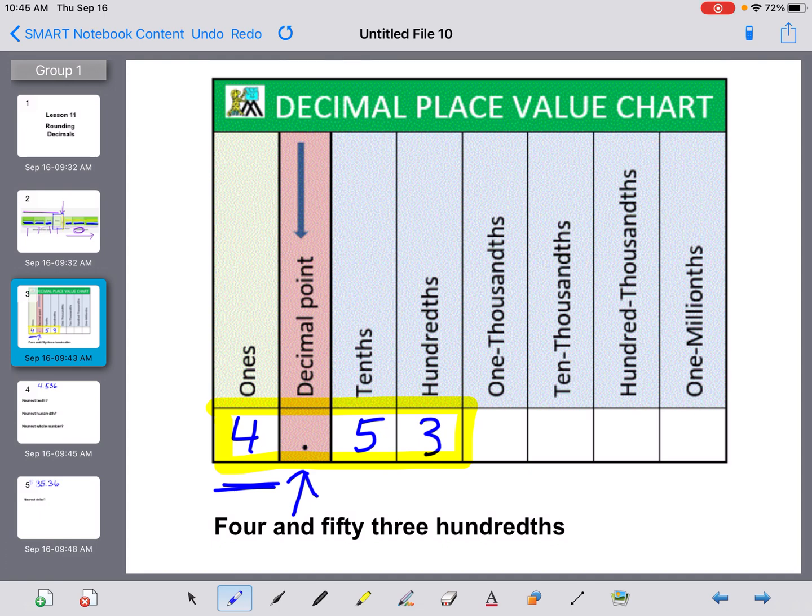All right, so very similar to whole number place value. You say what is there, and then here we would just say 53 hundredths because our last number is in the hundredths place. Okay, so just be aware that when we say something like 4.53, that's not really the official way to say it, but it's a bit of a shorter form way to say things.